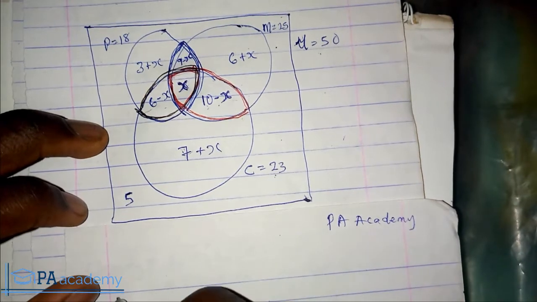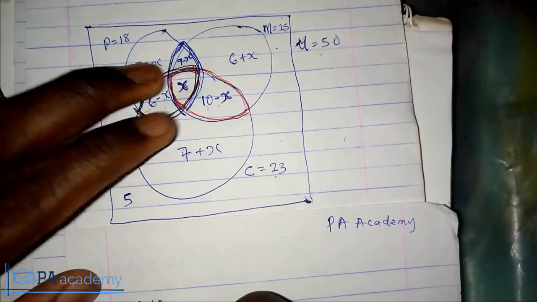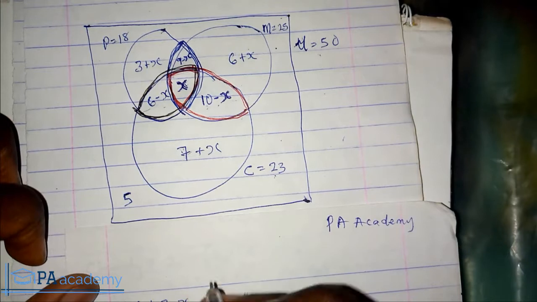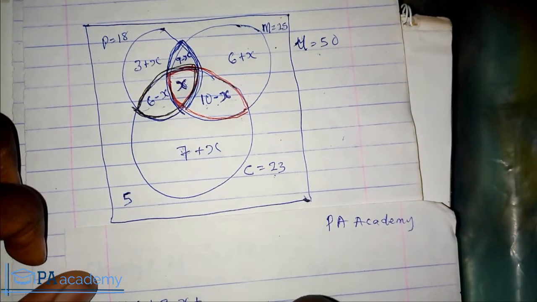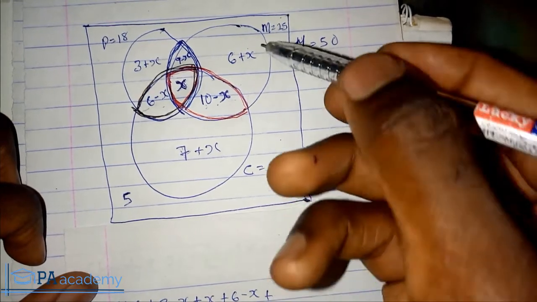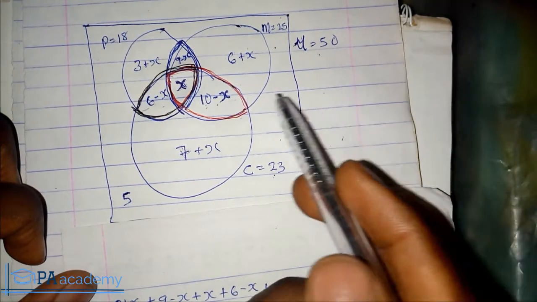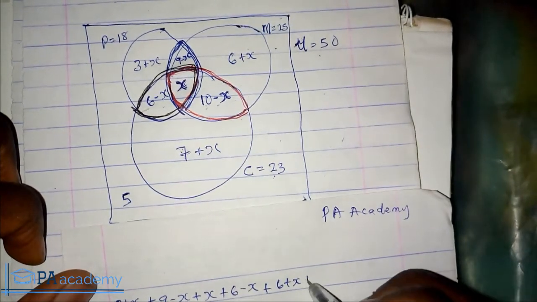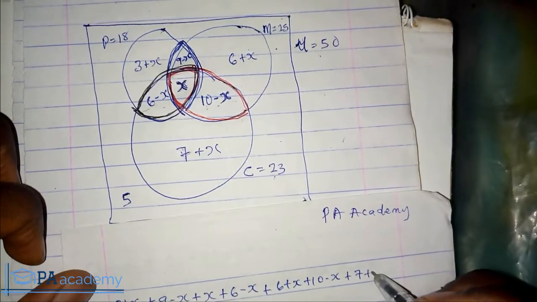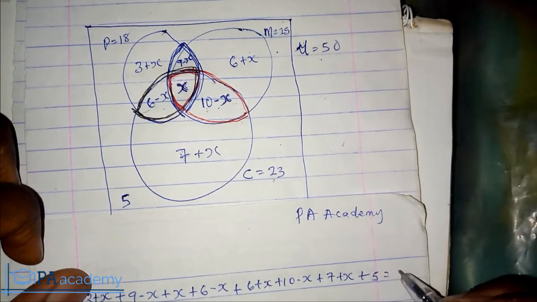So that will be 3 plus x plus 9 minus x. This, I'm picking everything inside the physics circle, plus x plus 6 minus x, so plus 6 plus x, then plus 10 minus x, then plus 7 plus x, plus the 5 is equal to 50.